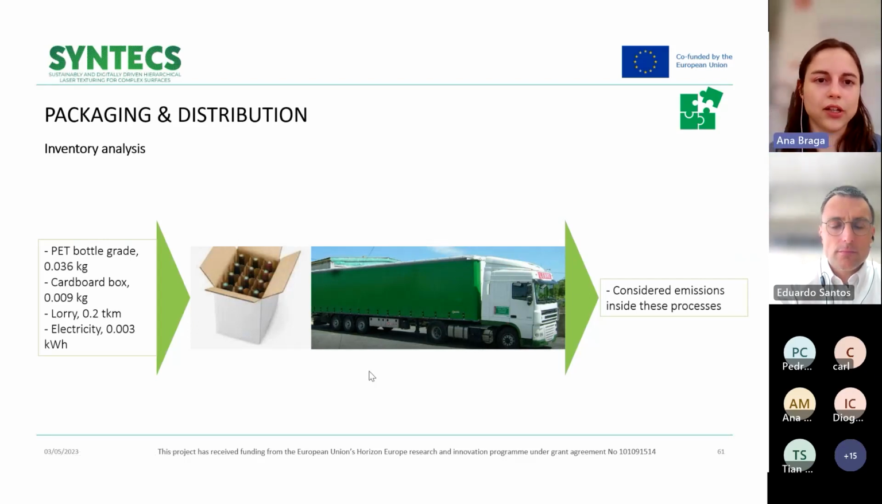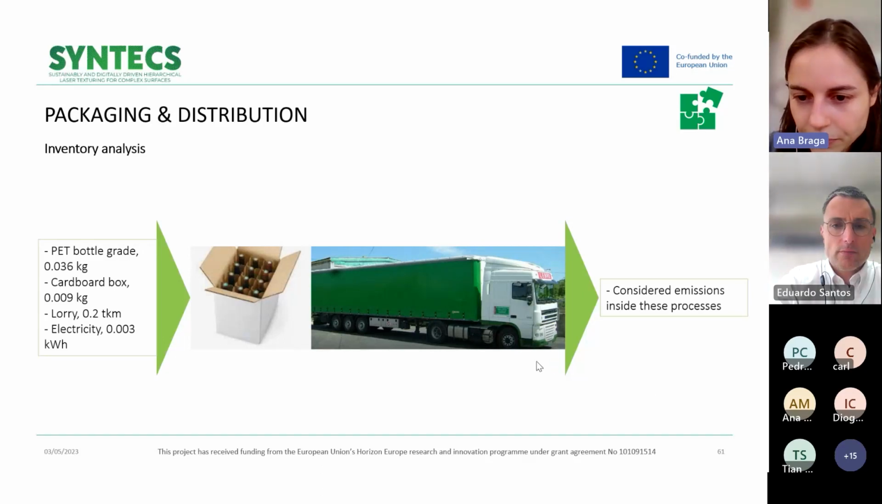We can move to the packaging and distribution. This is a simplified model. So we have PET bottle grade for the bottles of 1 liter, and also cardboard box to pack the many bottles. And then we have distribution by lorry. And we have the considered emissions inside this process of the databases.